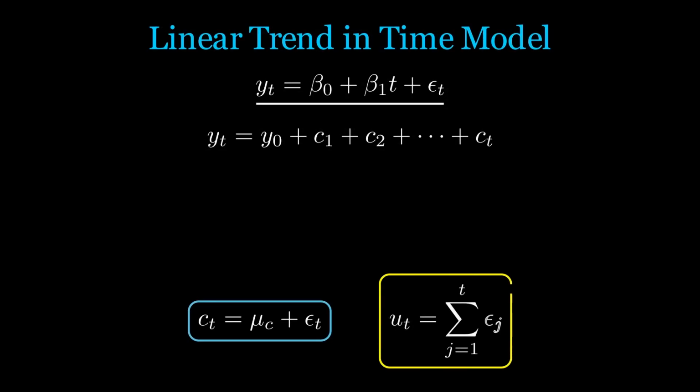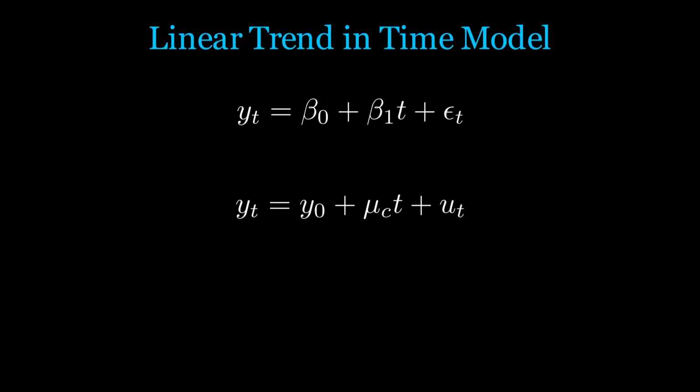Moving on, we define a new variable, u t, as the partial sum of the white noise process epsilon t. Since u t is the sum of white noise terms, it is itself a random walk process. With some algebra, we get the following equation. Note the similarities between the random walk model and the linear trend in time model. y0 is a constant, comparable to beta 0, and beta 1 t is analogous to mu c t. However, the main difference is in the error term.